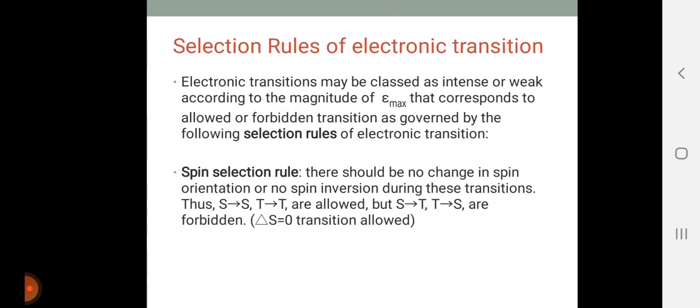Selection rules of electronic transition. Electronic transitions may be classed as intense or weak according to the magnitude of the molar absorptivity maximum, which corresponds to allowed or forbidden transitions as governed by the following selection rules of electronic transition. Spin selection rule: there should be no change in spin orientation, or no spin inversion, during these transitions.